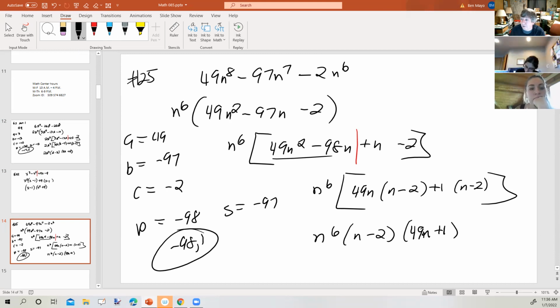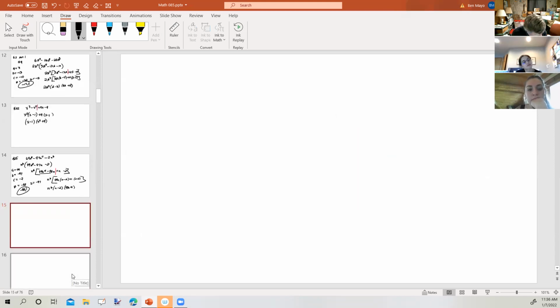Okay, then we shall go on to the next section, which is 6.4. Okay, so we're going to look at a couple of new things today. The first one of them is something called a perfect square.